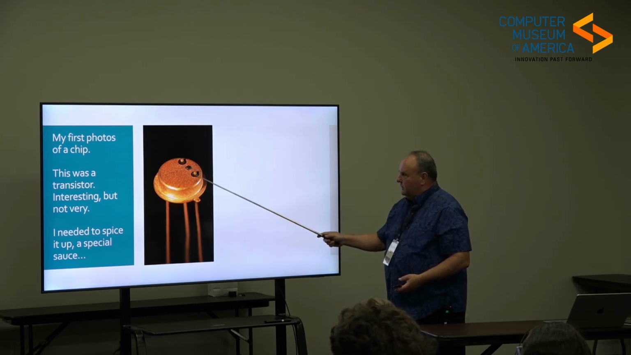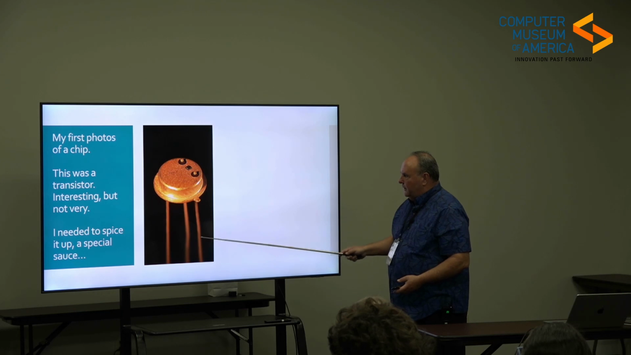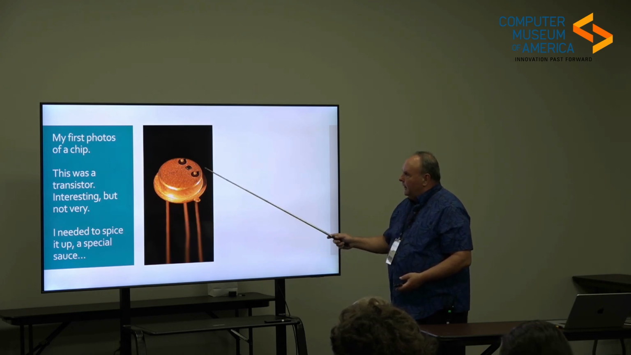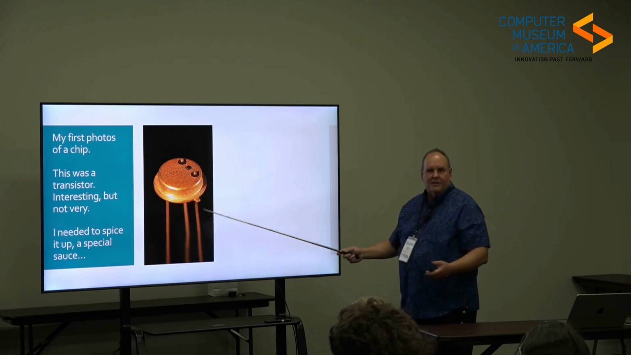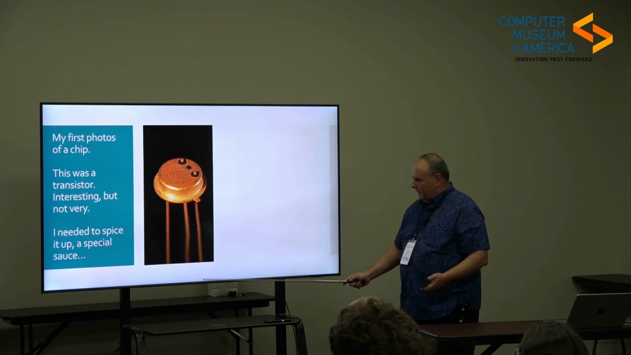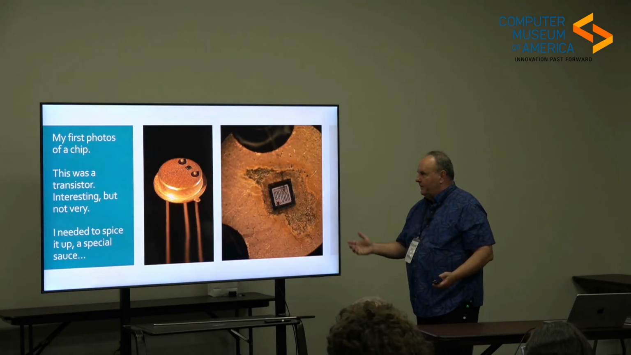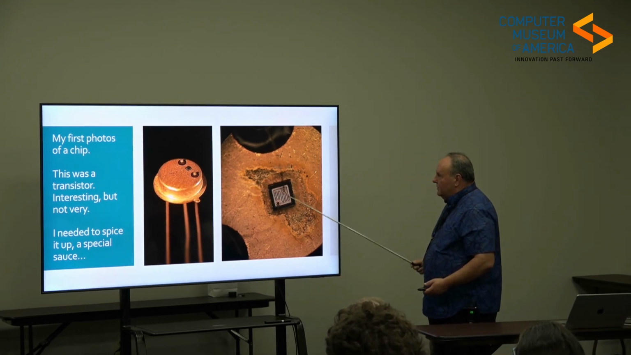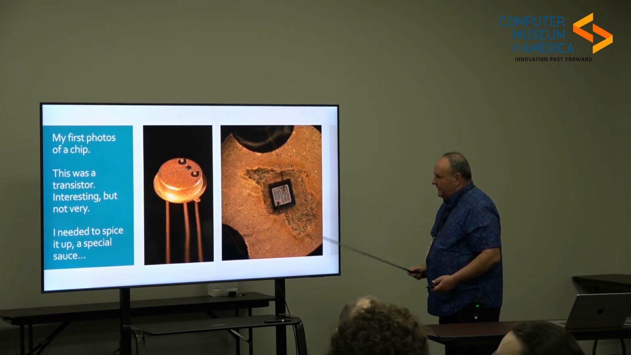This is a transistor, and you can't quite see it, but there's little wires that go from here over to here, and these are the connectors, the emitter, base, and collector. And it was interesting, but it wasn't enough, so I had to get a microscope. So then I was able to say, okay, here's this same chip, but much bigger, so I can actually see the detail of it. And you could see the wires going over to the leads.